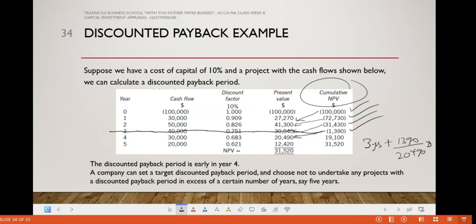So this is equal to 3 years plus, how many months? That's 0.067 multiplied by 12. That's 0.81. So 0.81 months, almost nearly 1 month. So this is about 3 years, 1 month. So this means that the payback period was actually 3 years, 1 month.